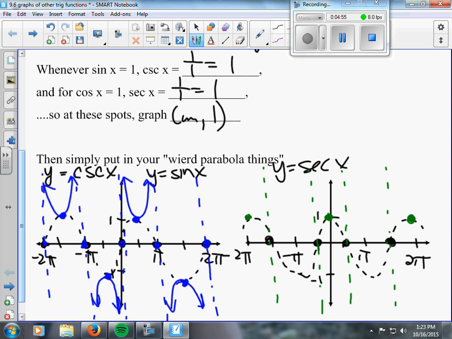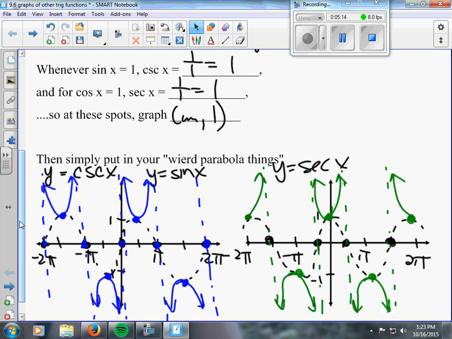So these are nice points. And then same thing for -1. And now I can put in my weird parabola things. They alternate, just like in cosecant. These are copies of each other, but then shifted. They're strange. Okay, so those are my secant and cosecant graphs.